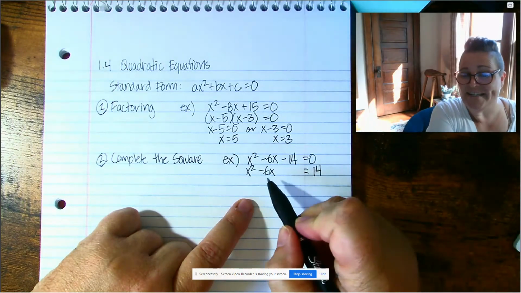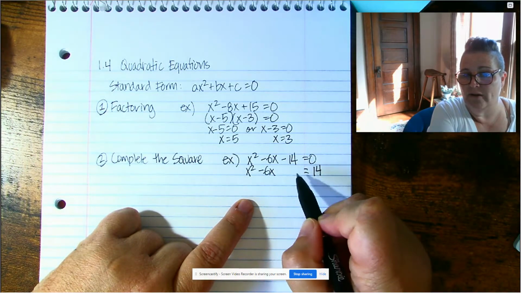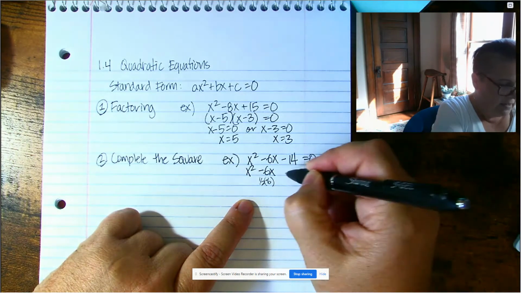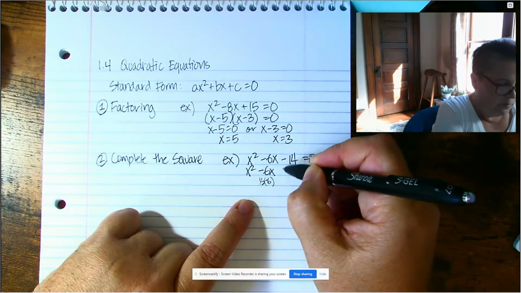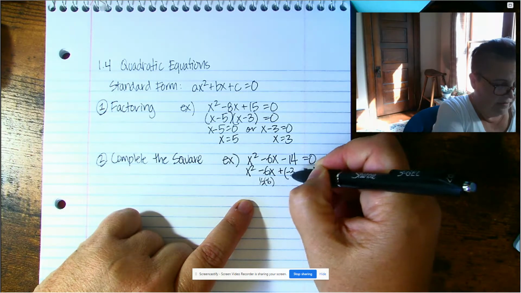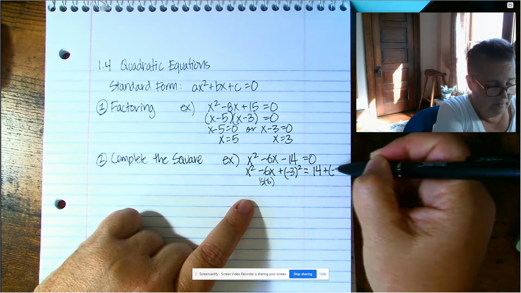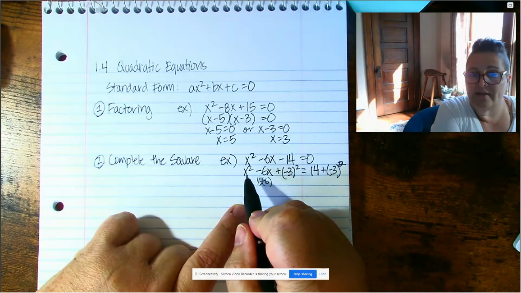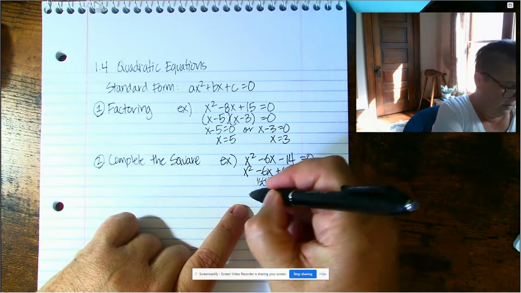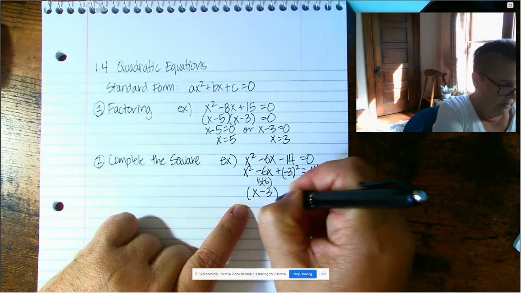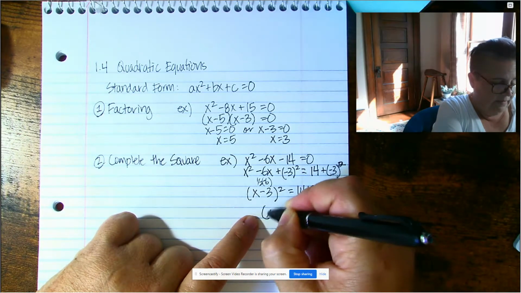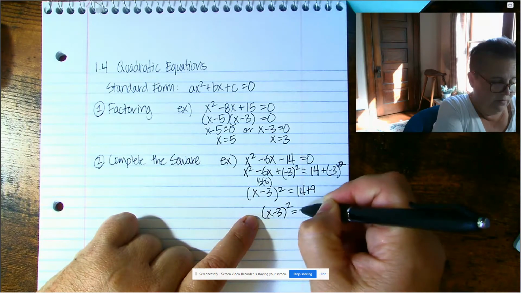Now the idea here is to take half of this and square it. So 1/2 of negative 6 is negative 3. So I am going to add to both of these sides that negative 3 squared. So on the left side, that's going to be a perfect square. This is going to be x minus 3 squared is equal to 14 plus 9, so x minus 3 squared is equal to 23.